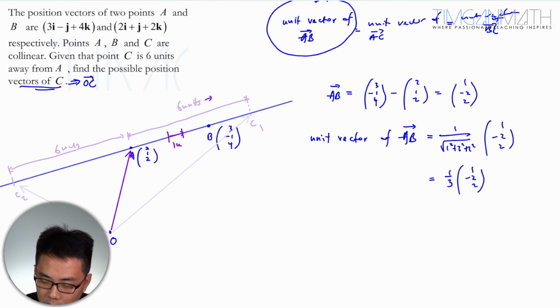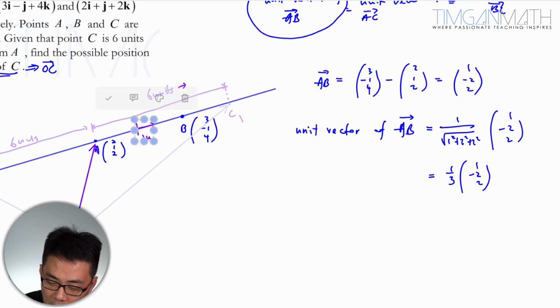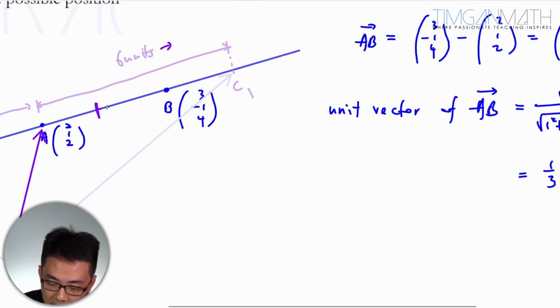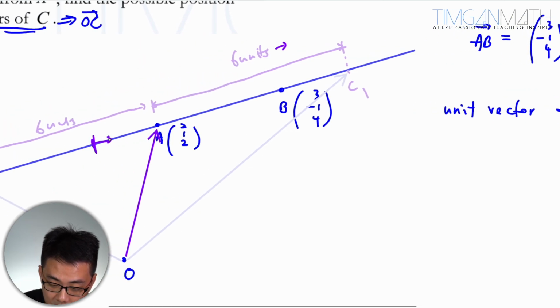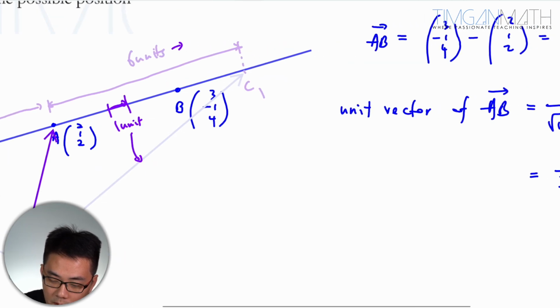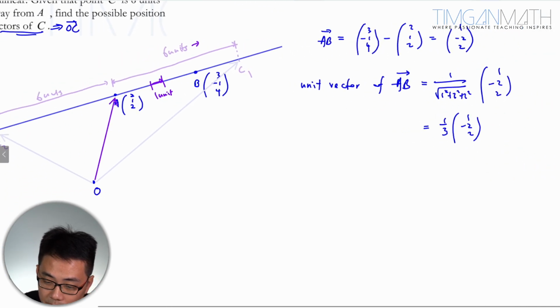Okay. So once we get a unit vector, meaning if we cut 1 unit out, it doesn't matter where I cut, I can cut here 1 unit, I can cut here 1 unit. It really doesn't matter where I cut because they are collinear. So I can cut any unit out. If I cut 1 unit out, it will be this one. Okay. Is that right? It will be this one, 1 unit. So now if I want 6 units away from A, I just need to create 6 units.